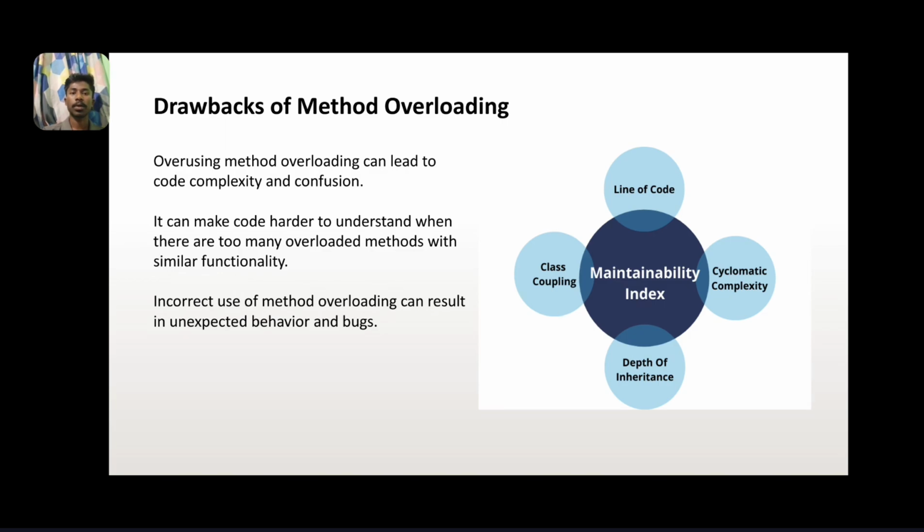Drawbacks of method overloading. Overusing method overloading can lead to code complexity and confusion. It can make code harder to understand when there are too many overloaded methods with similar functionality. Incorrect use of method overloading can result in unexpected behaviors and bugs.